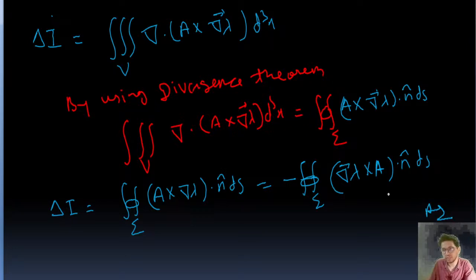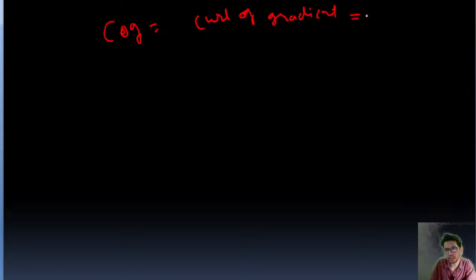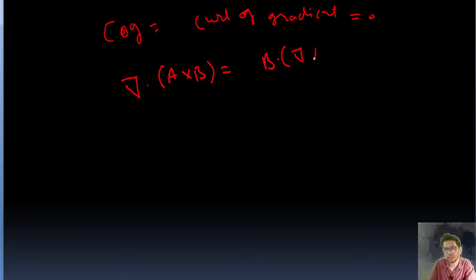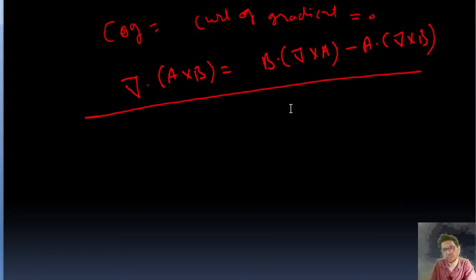There are two things you need to know. First is curl of gradient, which is 0. And the second point you need to note down, which is important, is del dot A cross B. This formula is going to be very important. Del dot A cross B is B dot curl of A minus A dot curl of B. Using these two formulas, you can solve this question, guys. I hope you have understood it. Very good question.